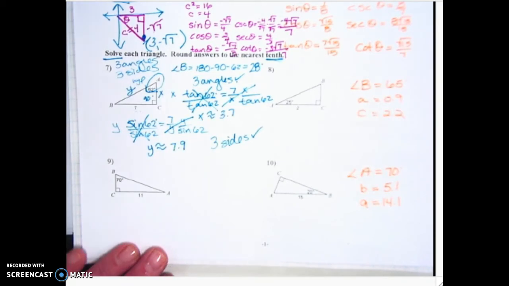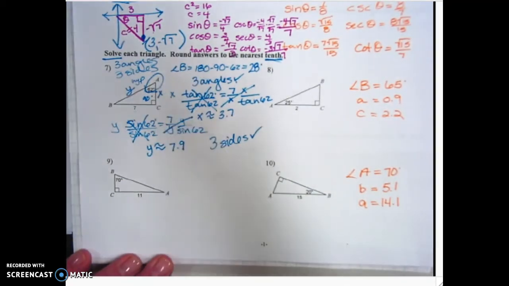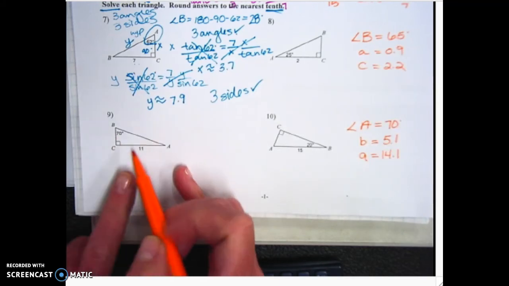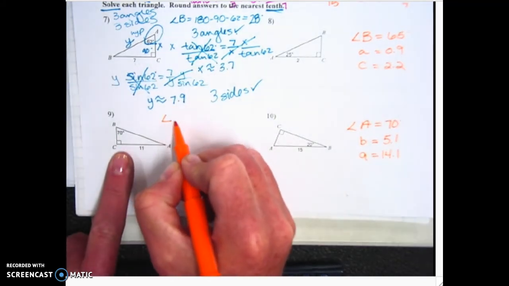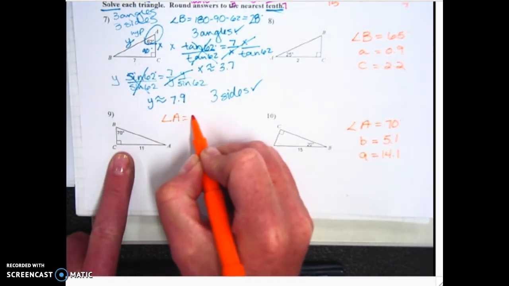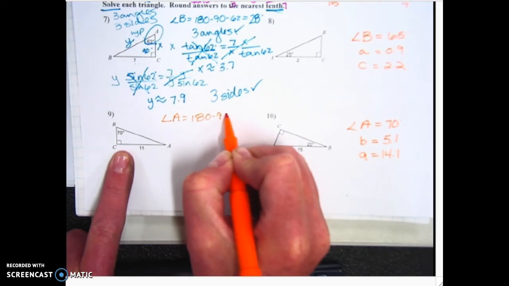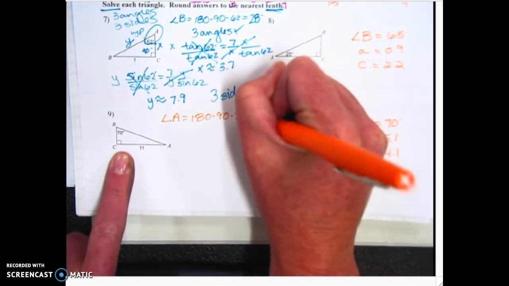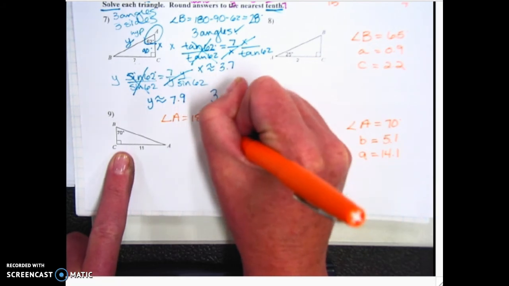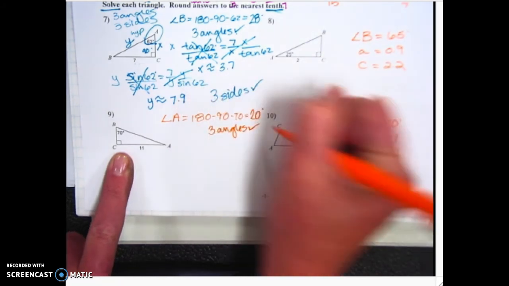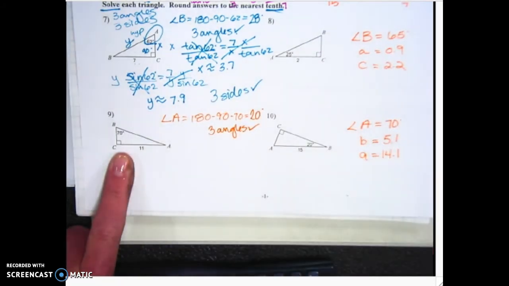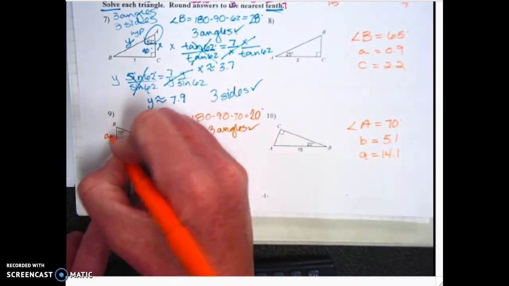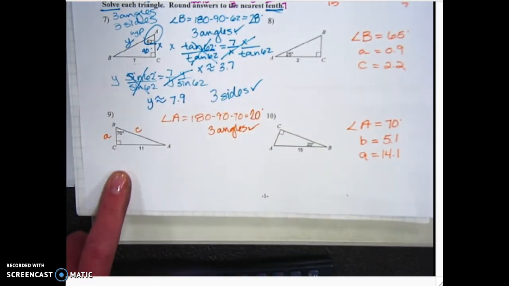Jumping down to number 9. For number 9, we know 2 of the angles, so to get the third angle, you're going to say angle A is going to be equal to 180 minus the 90 of the box minus the 70. So angle A is 20 degrees, and you have all 3 angles. Now we just need all 3 sides. So let's call this one little letter A and this one little letter C.